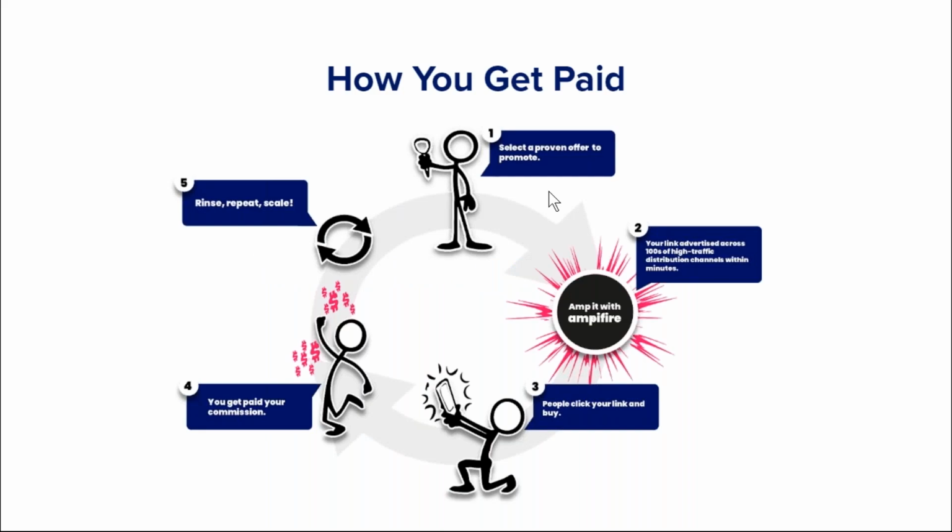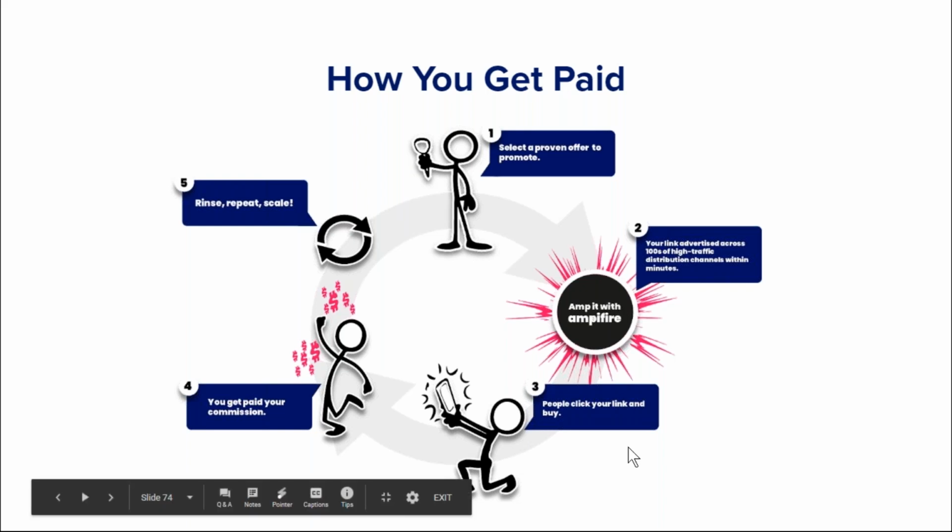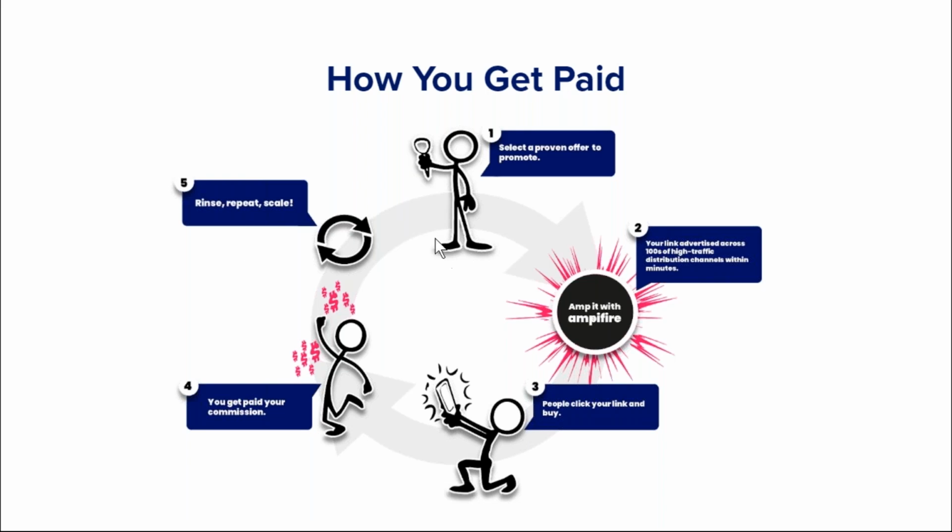So how do you get paid? Super simple, guys. If you look at the screen here, you connect certain types of products and offers with people looking for them, and it works like this. Select a proven offer to promote, maximize it with what Herc and Todd are building here, right? You put your link in with Amplifier. We distribute to all those beautiful channels on all these different mediums. Bam, bam, bam. People click your link from all sorts of places, right? And they buy. You get paid your commission. You rinse and you repeat.